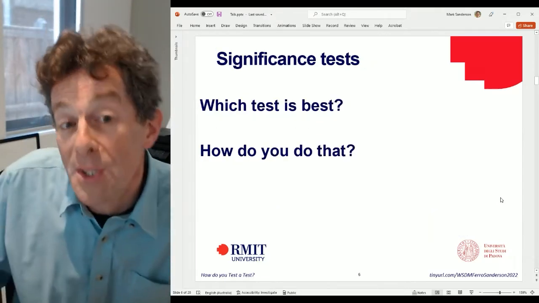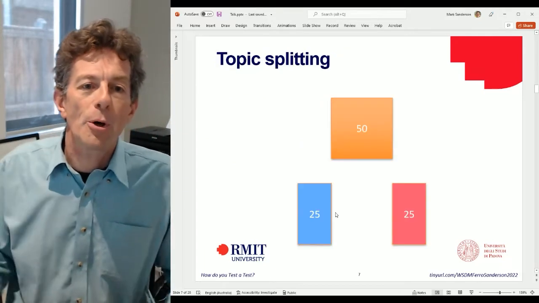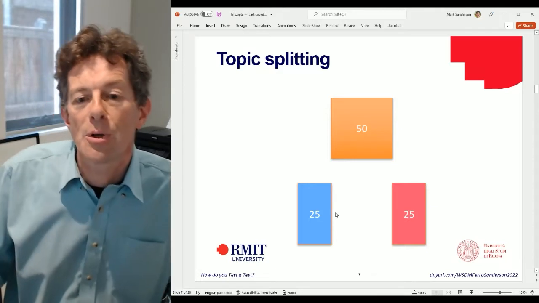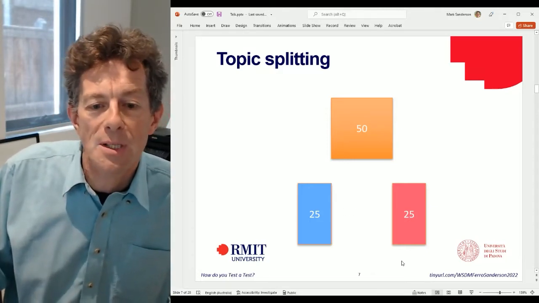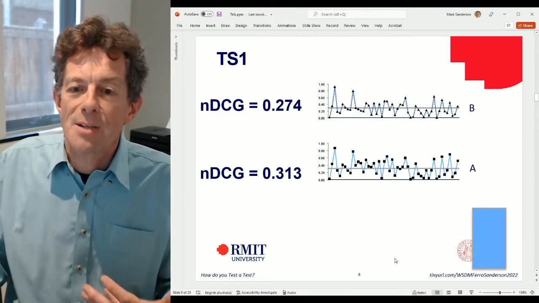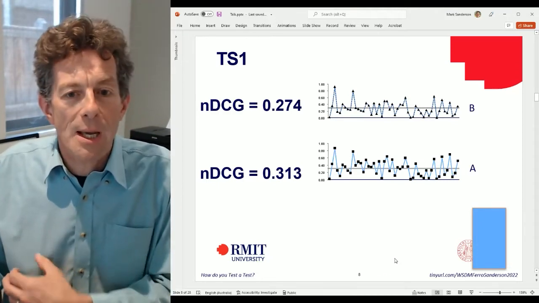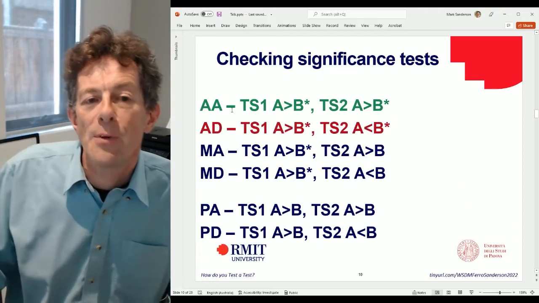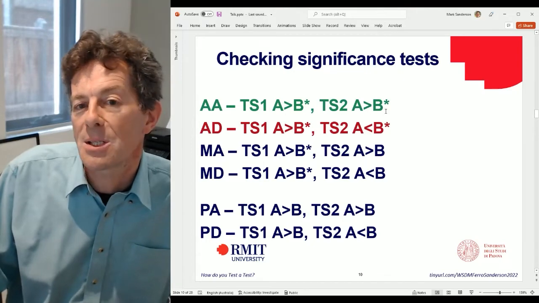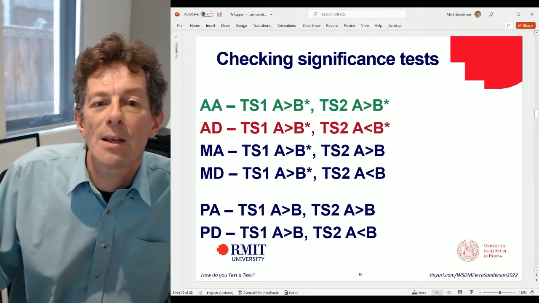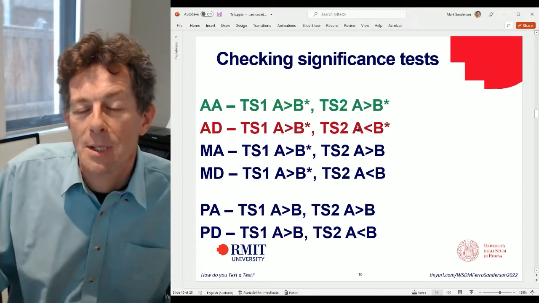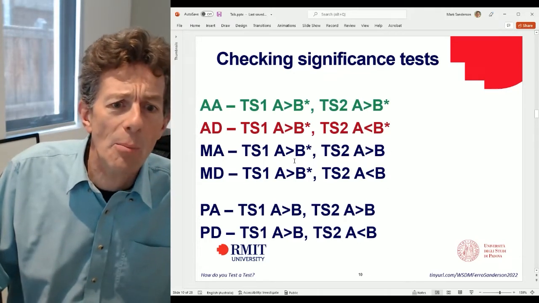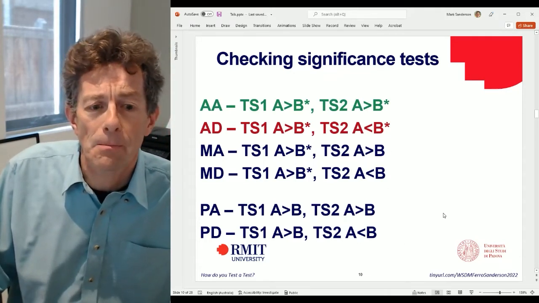So how do you decide whether one significance test is better than another? Well, one approach is to use a topic splitting methodology. So if you have a test collection with 50 topics, you could randomly partition it into two equally sized pieces. And then you could take your test of A against B, run it on one topic set, then run it on another topic set, and then compare the conclusions that you get. If you find that both topic sets tell you that A is better than B significantly, that's good. If you find, for example, that the opposite happens on each topic set, that's bad. And then there are other kinds of contingencies with combinations of significance and directionality.